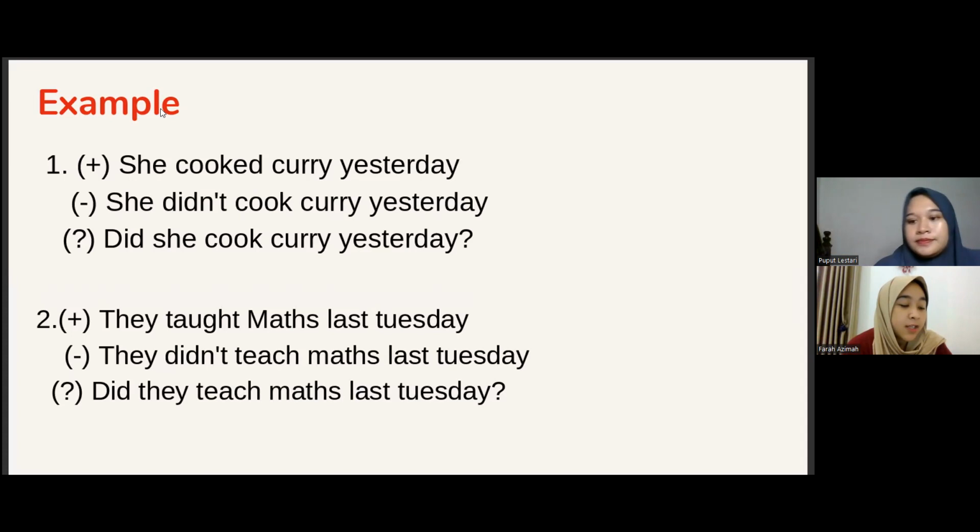Positive sentence is: she saw a ghost last night. Negative sentence: she didn't see a ghost last night. And the last, interrogative sentence: did she see a ghost last night? Good job. Now that you understand, let's move on to nominal sentence.